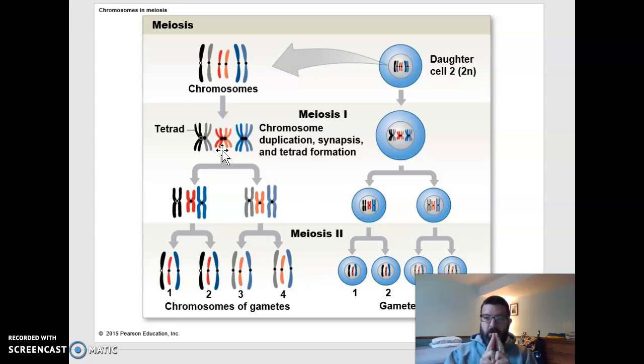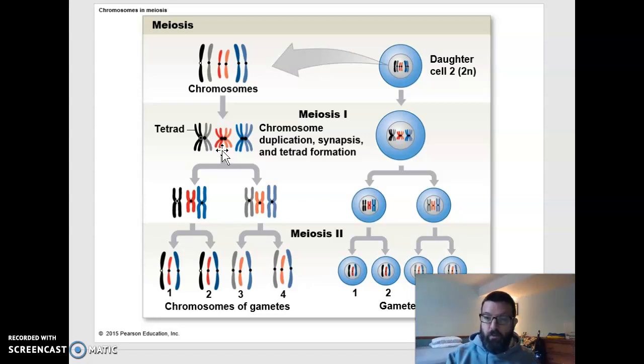And then the homologous pairs will get pulled apart from one another during the end of the first meiotic division, during the end of meiosis 1. That does not happen during mitosis, right? During mitosis, it's the chromatids that get pulled apart. Here, the chromatids stay together, but the chromosomes that are homologous get pulled apart.